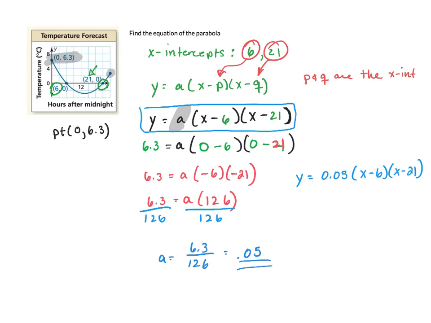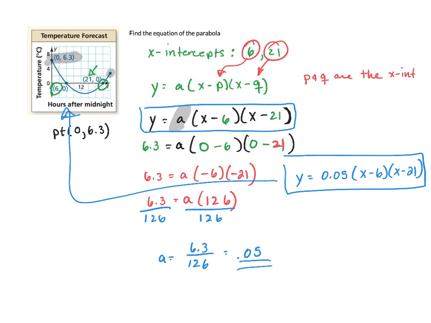21. And that's our final answer. That is the equation for that parabola that they initially gave us.